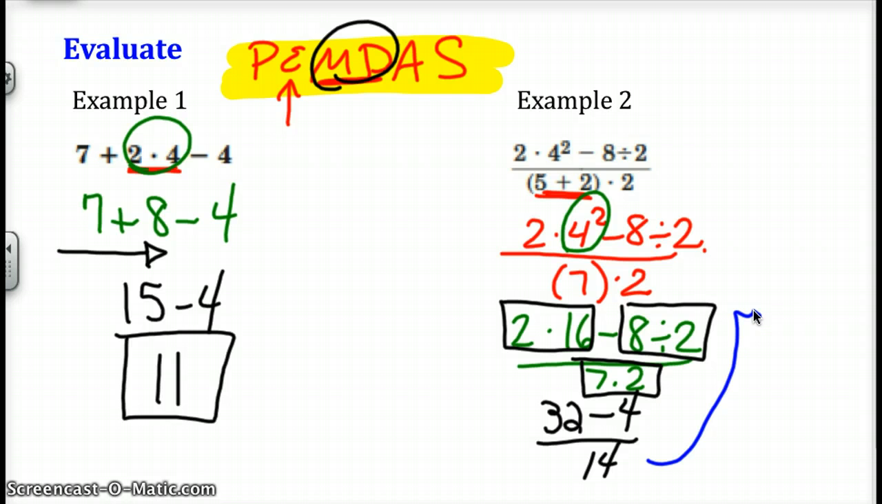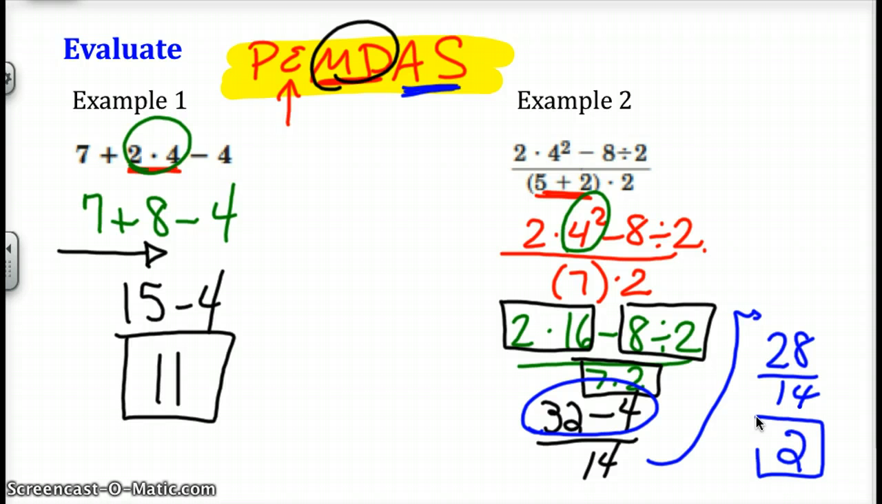So now I have my adding and subtracting. I've got 32 minus 4. So I have 28 over 14. 28 divided by 14 is 2. Remember to work down, people. Work down your paper. Do not work across. All right, let's take a look at our next example.